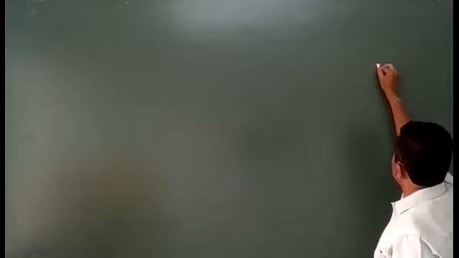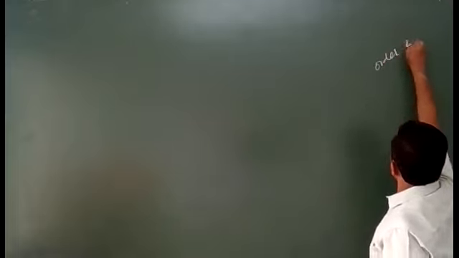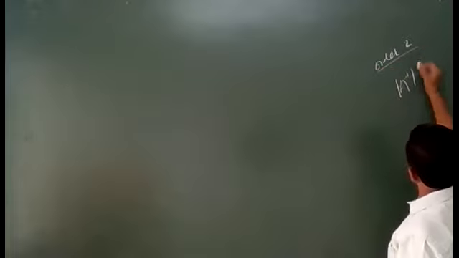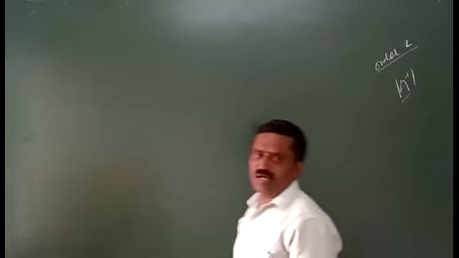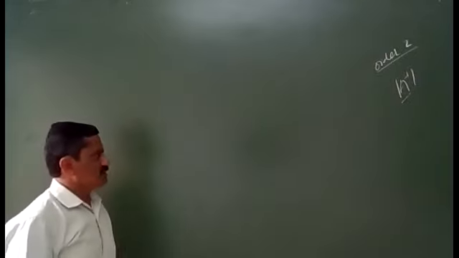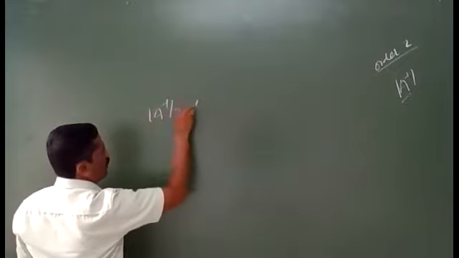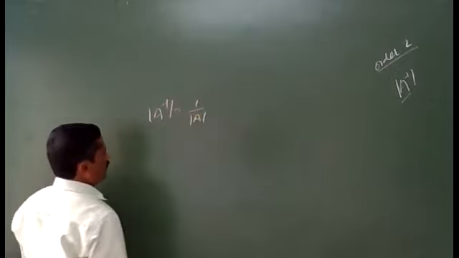Next we have: if A is an invertible matrix of order 2, then find the determinant of A inverse. We have formula 13: the determinant of A inverse is equal to 1 divided by the determinant of A.